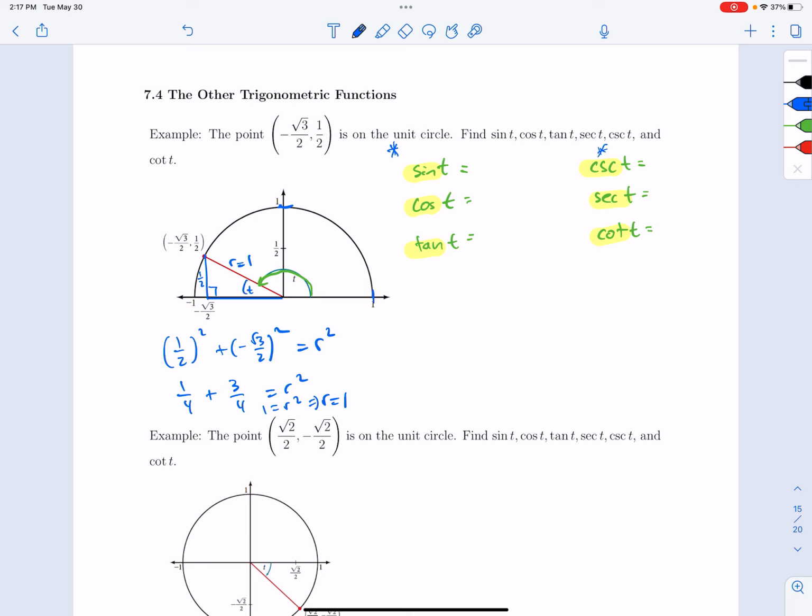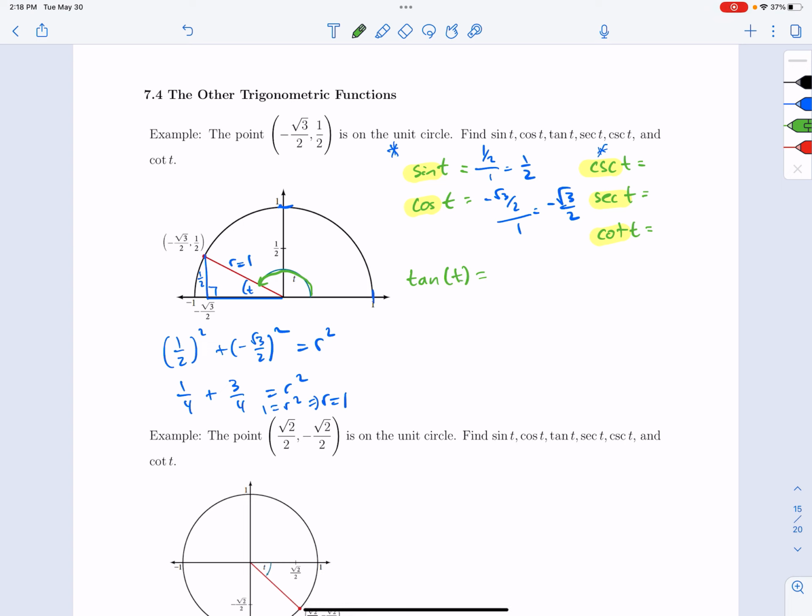So sine of t, sine of an angle, is equal to opposite over hypotenuse. So this is 1/2 over 1, which is just 1/2. Cosine is equal to the adjacent over hypotenuse, so negative root 3 over 2 divided by 1, which is just negative root 3 over 2. And then tangent is opposite over adjacent. So this is tangent of t.